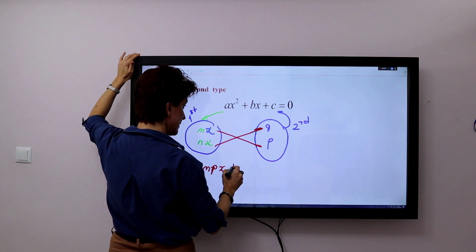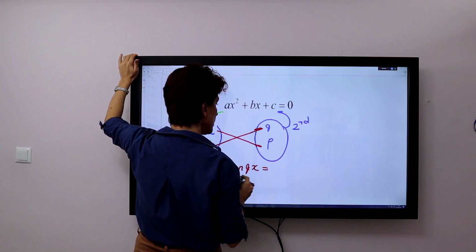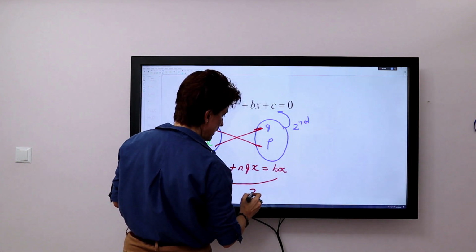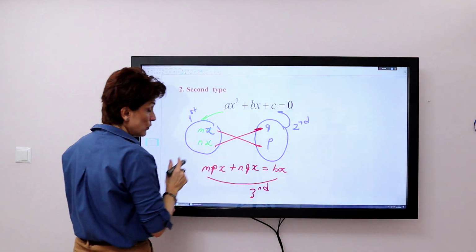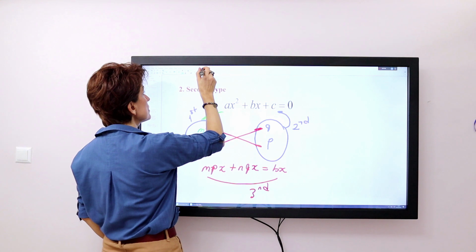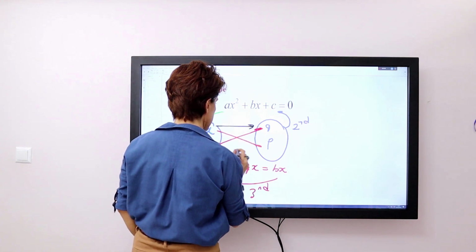mpx plus nqx has to be equal to vx. If this is the third condition, okay? If we satisfy the third condition, we need to write in this form. Please be careful, dear students. Why am I saying this?